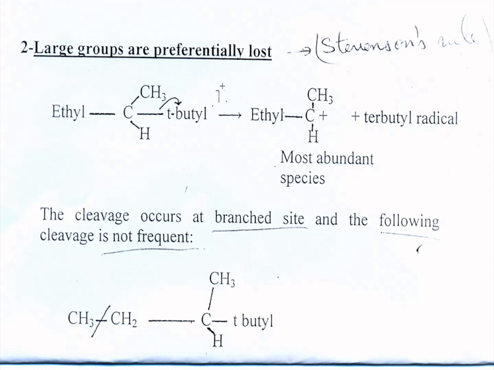Stevenson's rule specifies that large groups are preferentially lost. The potential of losing a tertiary radical is more than the ethyl, more than the methyl. Cleavage occurs at the branch points, because this is the weak point of the molecule, which produces a more substituted carbonium ion, which is more stable. Cleavage with production of primary ions is not favored at all.